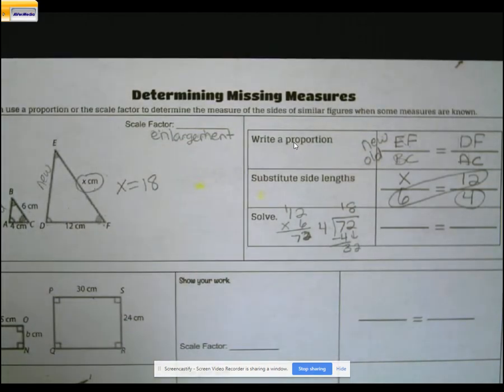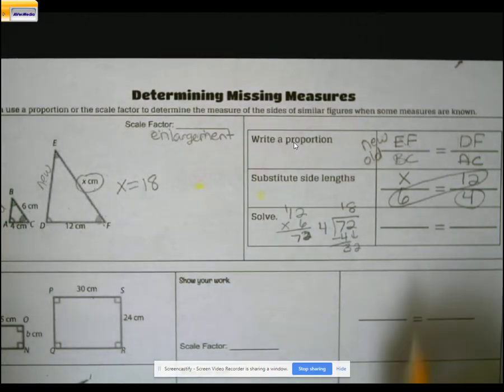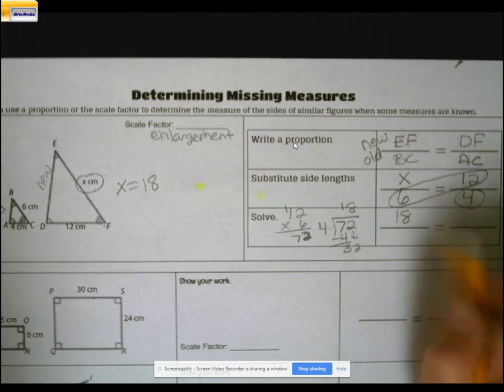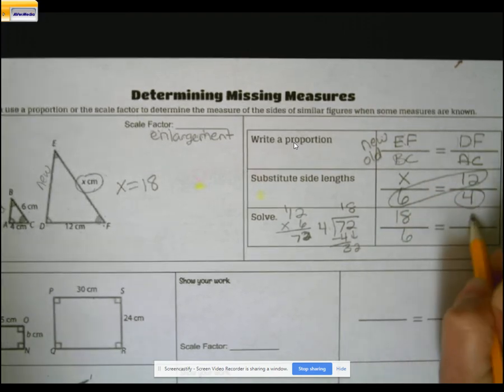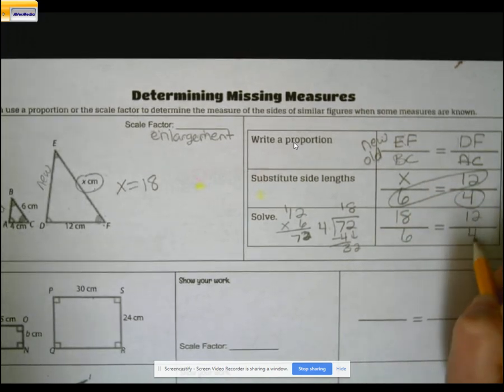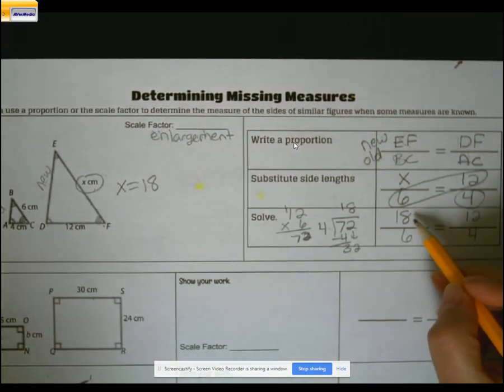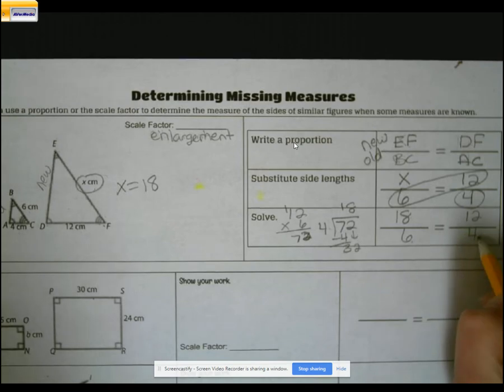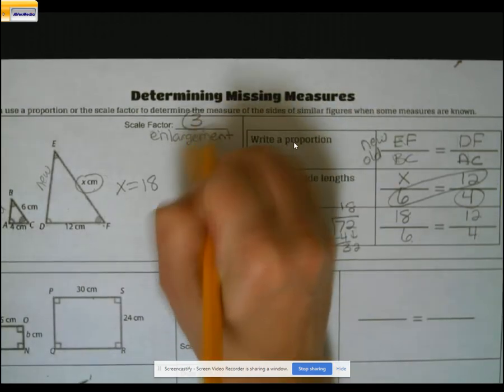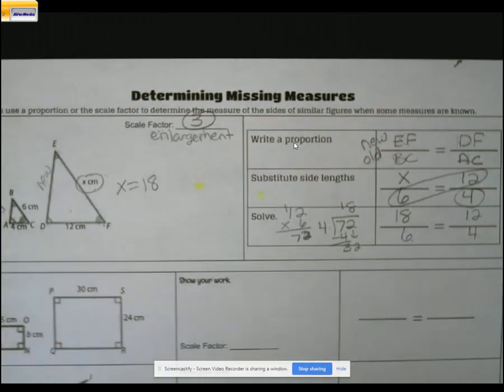Okay, now I'm going to set up and make sure I have my scale factor. So I have 18, which was X, over 6 equals 12 over 4. So basically I'm just going to divide each one of these out. Scale factor should be 18 divided by 6, 12 divided by 4. Scale factor is 3, meaning it's getting 3 times as big.